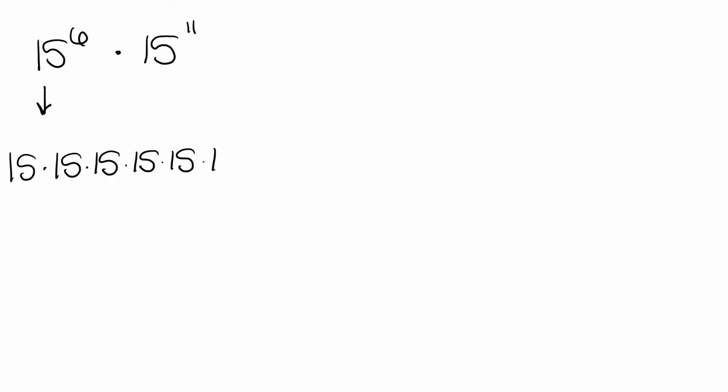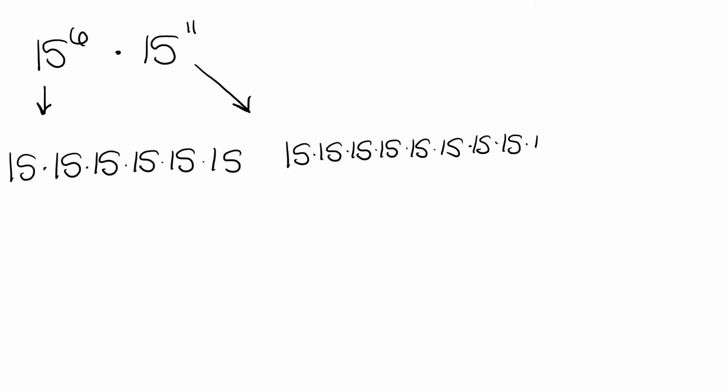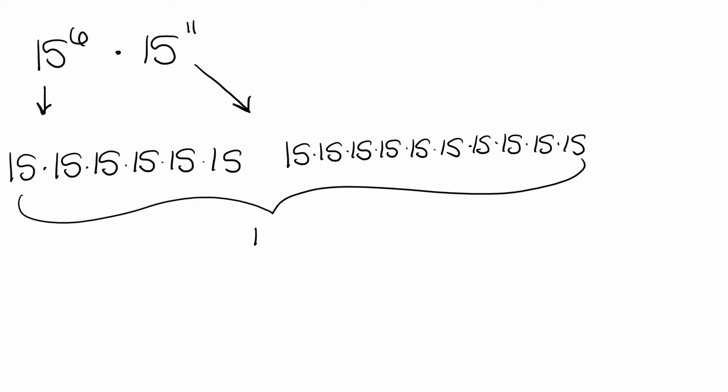For number 6, we're going to do 15 to the 6th power times 15 to the 11th power. We break down 15 to the 6th by writing 15 out 6 times. On the other side, we're going to write out 15 11 times. We total them all up, and we should have a total of 17 15s. Our base number 15 stays the same, and our new exponent becomes 17.